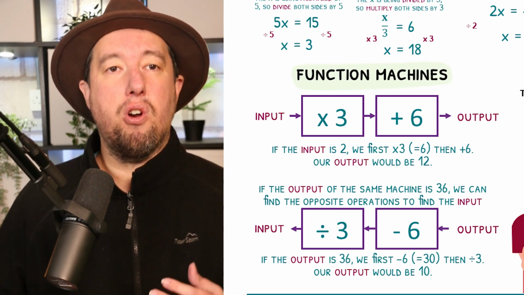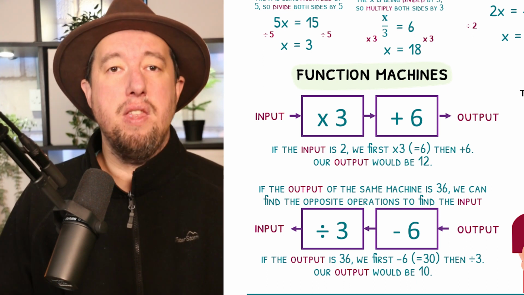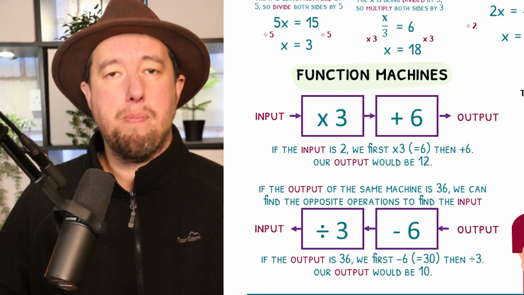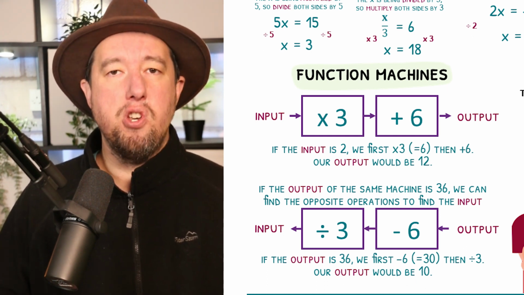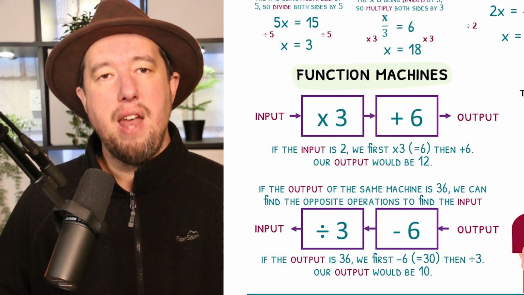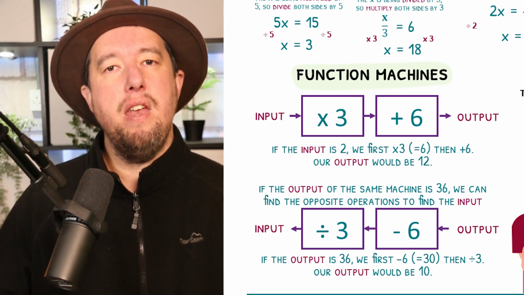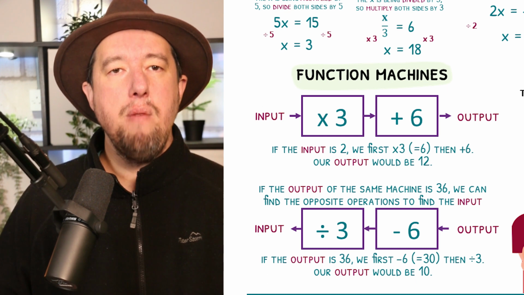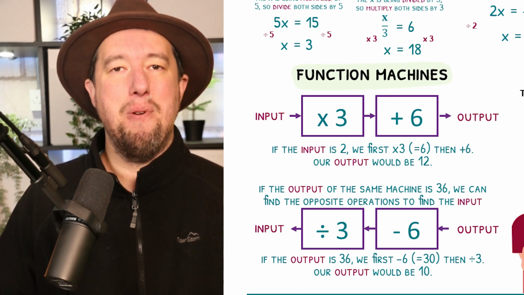Function machines are a graphic way to show what we have done in the previous sections. 3x plus 6 will create a function machine of times 3, then add 6. If we feed in an input of 2, we will times it by 3, giving 6, then add 6, giving us the output of 12.